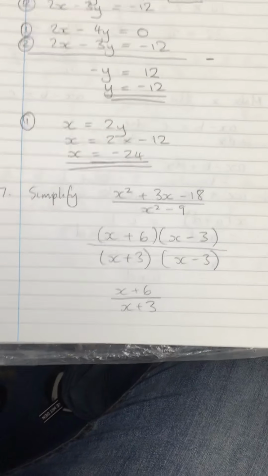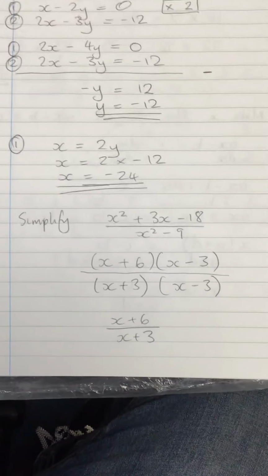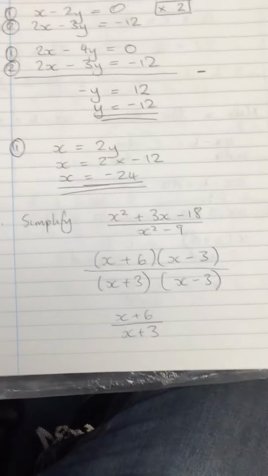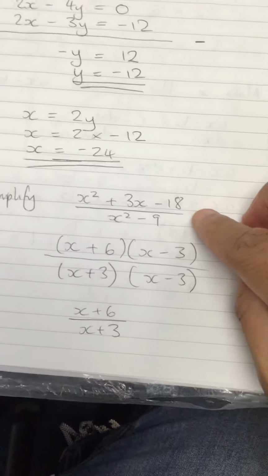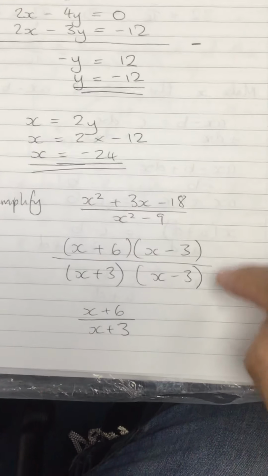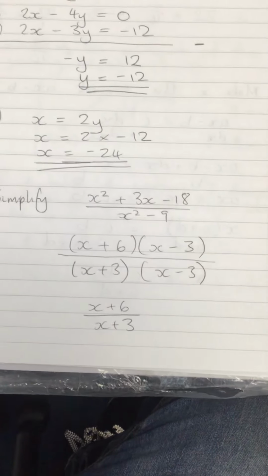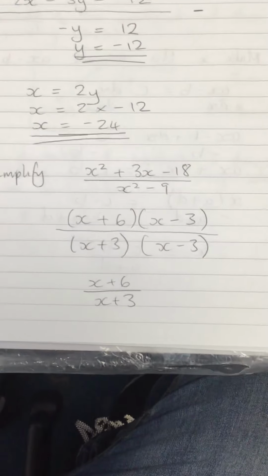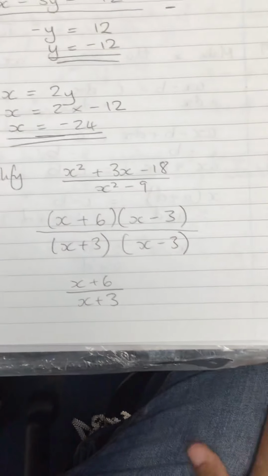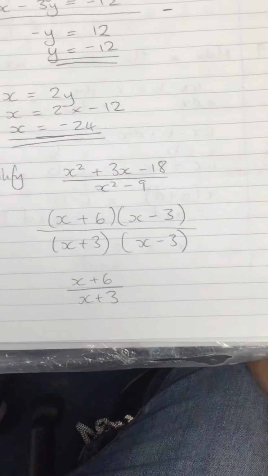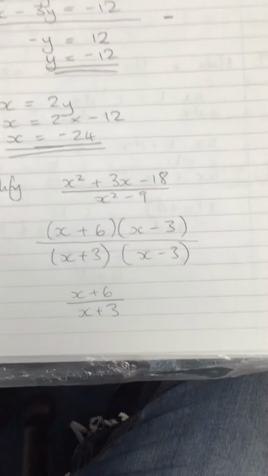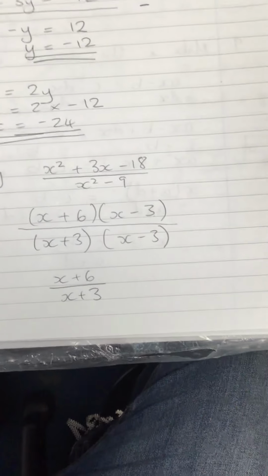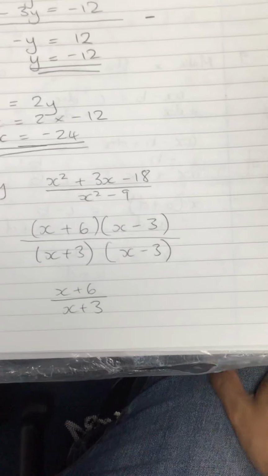Next question, number 7. So number 7 is an algebraic fraction that we have to simplify, but basically all you need to do is factorize. So when I factorize the top, I need two numbers that multiply to make 18 but add to make 3. So that means in my bracket, one is going to be a positive, one's going to be a negative. I know that 6 times by minus 3 gives me minus 18, and 6 minus 3 gives me positive 3.